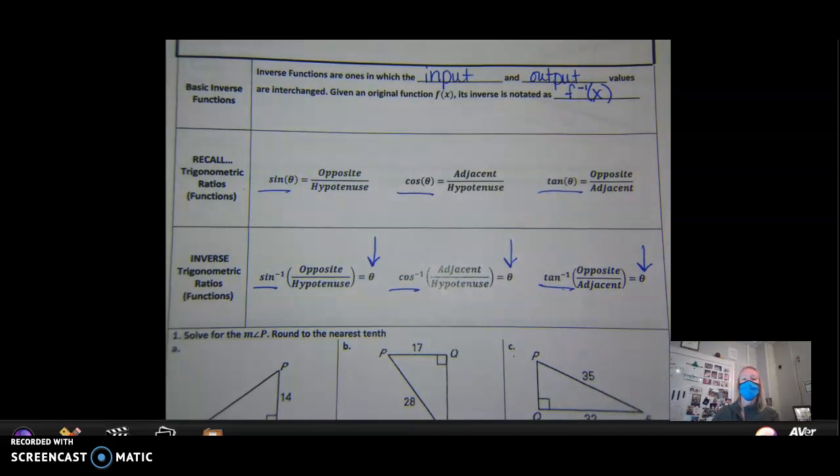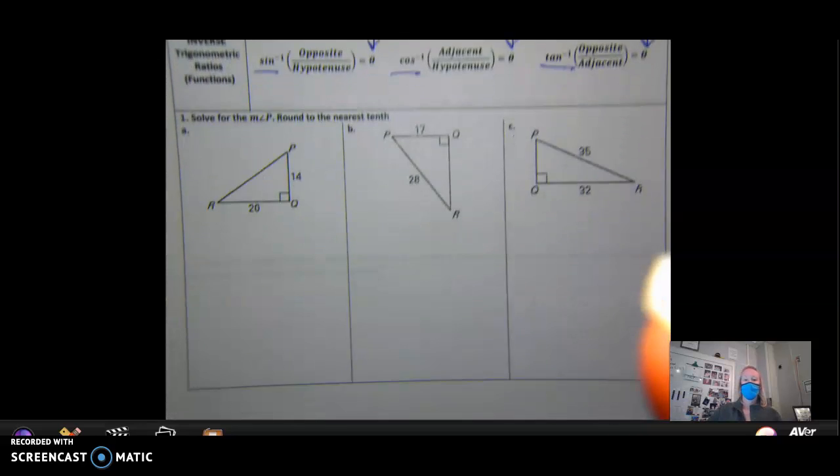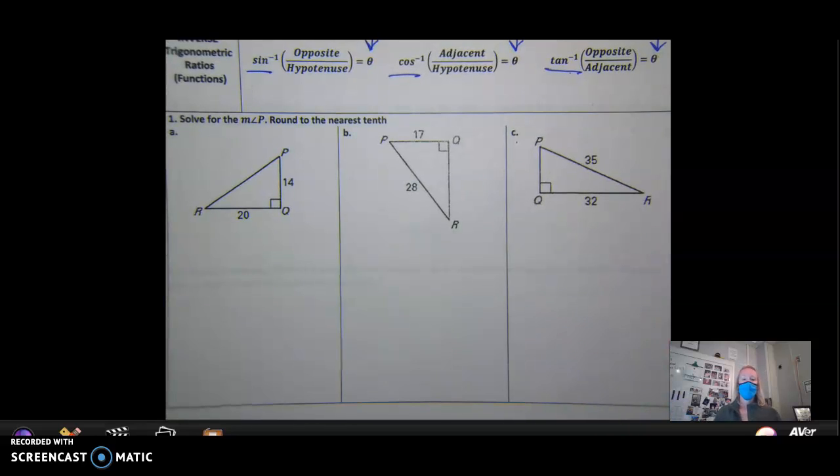Also, it's equal to what now? What are we finding in these? Because it's showing me it's equal to this. The angle measure. So we're actually finding angle measures when we're using inverse trig. When we were using just the regular trig functions, what were we finding then? Sides. So this is a way to find angle measures. Okay? Number 1, A, B, and C, you're going to solve for the measure of angle P and round to the nearest tenth. We're also going to find the missing side length.